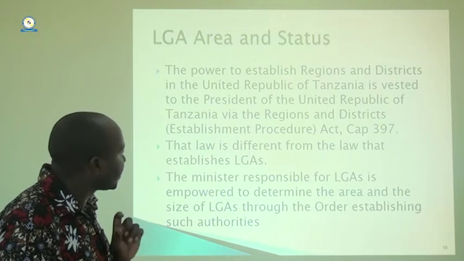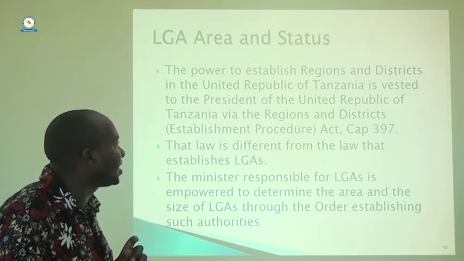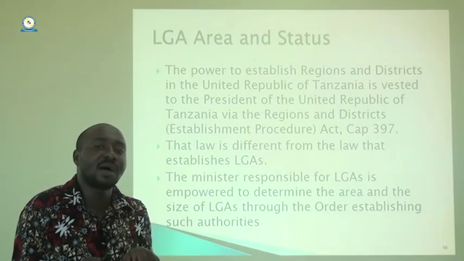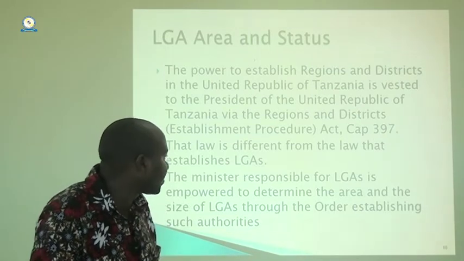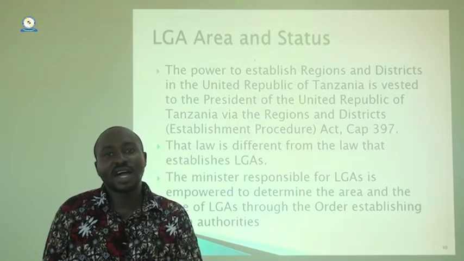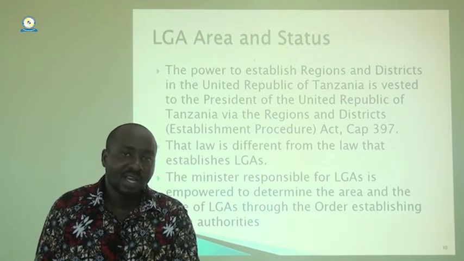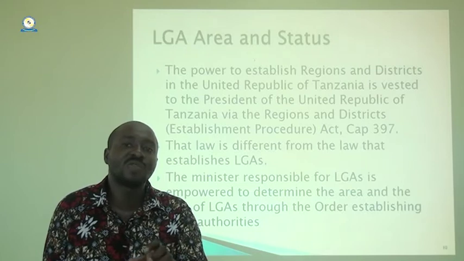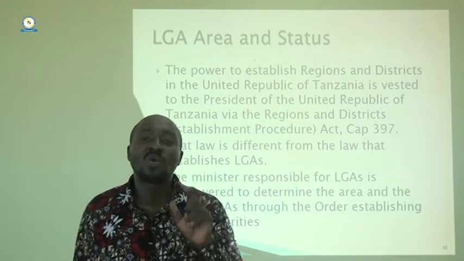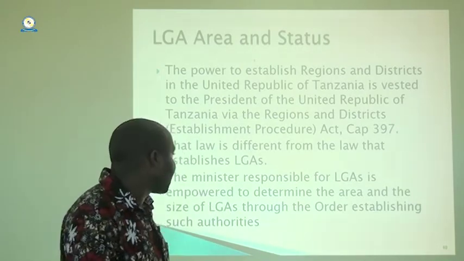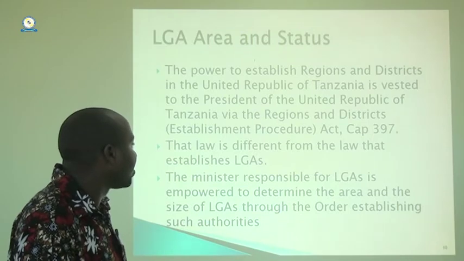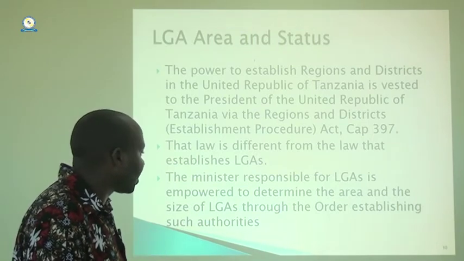Now, this law that empowers the President to establish regions and districts is different from the laws that establish the local government. The laws that establish the local government, as we have discussed earlier, are the Local Government District Authorities Act and the Local Government Urban Authorities Act, without forgetting the Constitution of the United Republic of Tanzania, Article 145, Sub-Article 1 and Sub-Article 2. The minister responsible for local government is empowered to determine the area and the size of the local government through the order establishing such authorities.